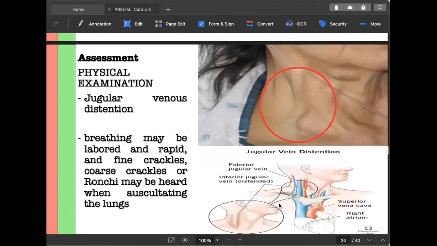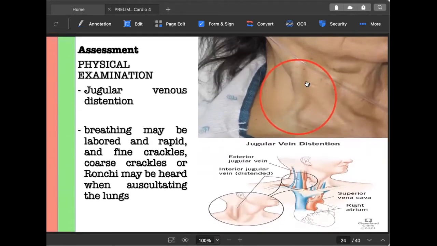Now, other thing here that you can notice with patients with MI is they have distended jugular vein. This can be related to the development of complications such as heart failure or pulmonary edema. Remember, if there's pulmonary edema, there's accumulation of fluid in the lungs, and it will showcase a distended jugular vein. Breathing may be labored and rapid, and fine crackles, coarse crackles, or rhonchi may be heard when auscultating the lungs.